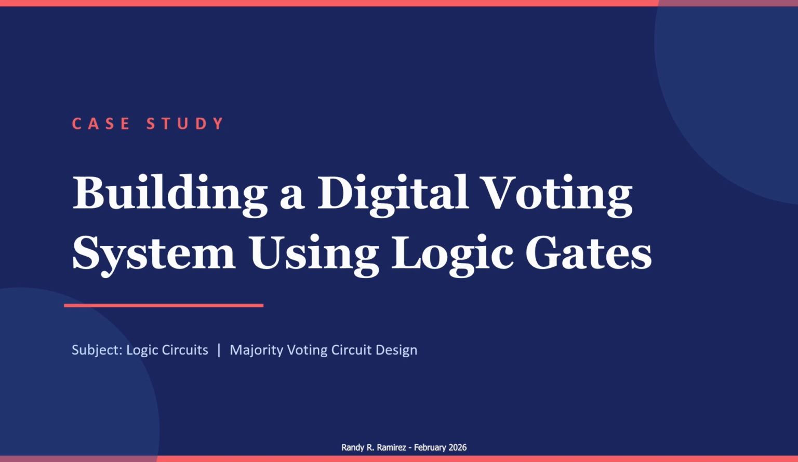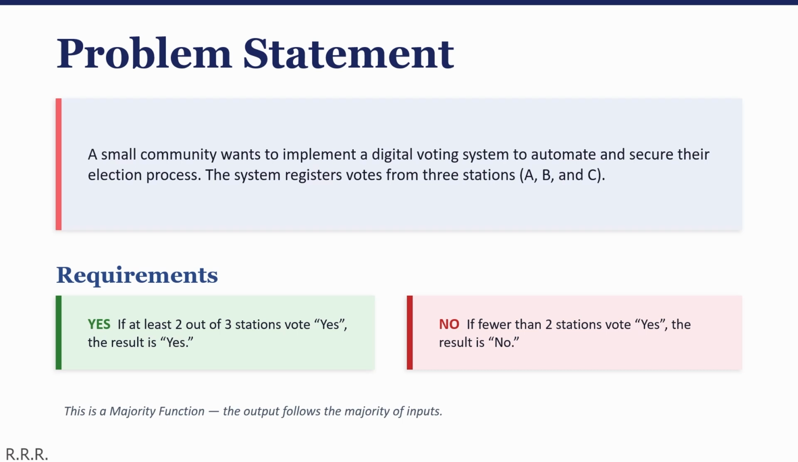This is a real-world application of logic circuits, specifically how basic AND and OR gates can be combined to create a majority voting system. By the end of this presentation, you will understand how to identify the inputs and output of a problem, construct a truth table, derive a Boolean expression, design the logic circuit, and verify that it works correctly. Let's begin. Let's start with the problem.